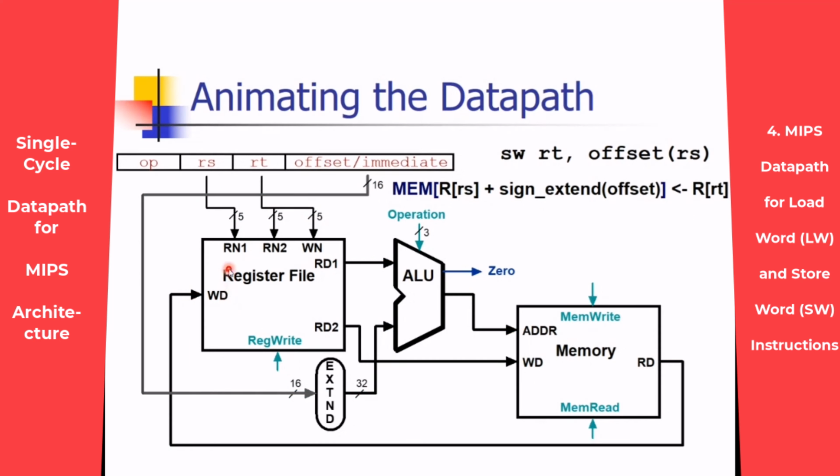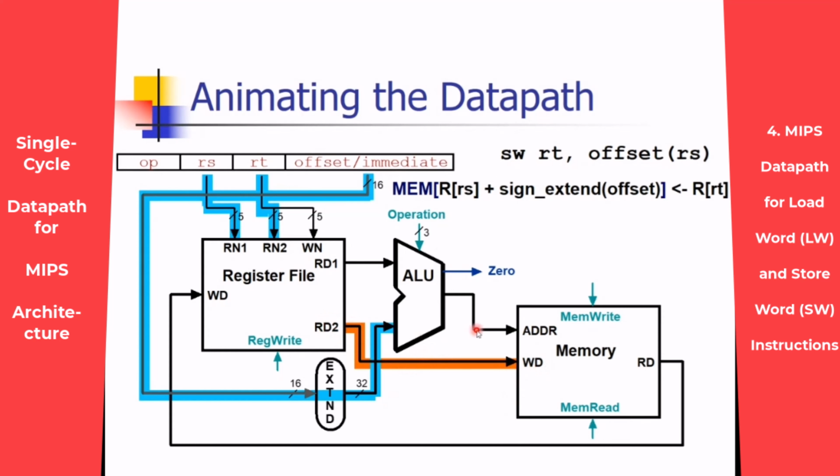Now let's check the data path for the store word. For the store word, as you can see, RS and RT are given to the register file. So we are going to store the content of the register RT inside the memory that is determined by the base register plus offset. So as you can see, again, the offset part is extended into 32 bits. The content of the register that we are going to write in the memory is given to the write data of the memory.